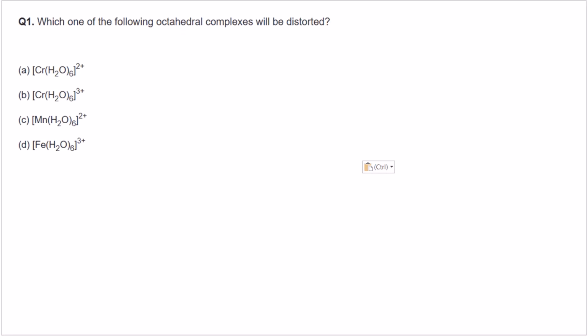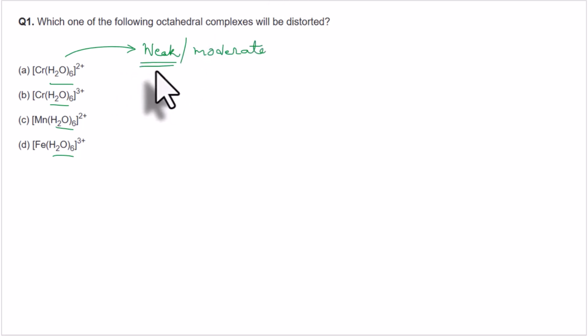We can also see in this question that all these ligands are aqua ligands. From A to D we have H2O, and we know that H2O in the spectrochemical series is a weak to moderate ligand. So aqua or H2O here will act as a weak field ligand, and all these complexes will be high spin complexes. We have to take care of this while writing the valence electronic configuration of the central metal ion in these complexes.